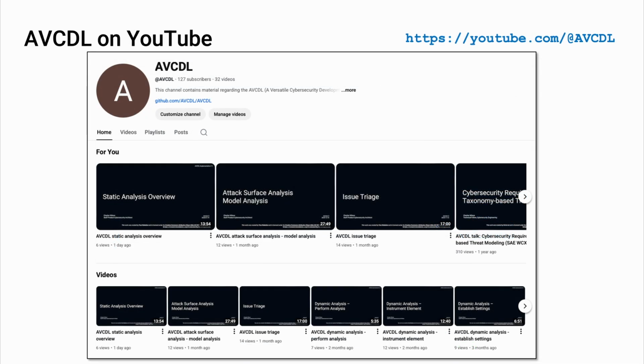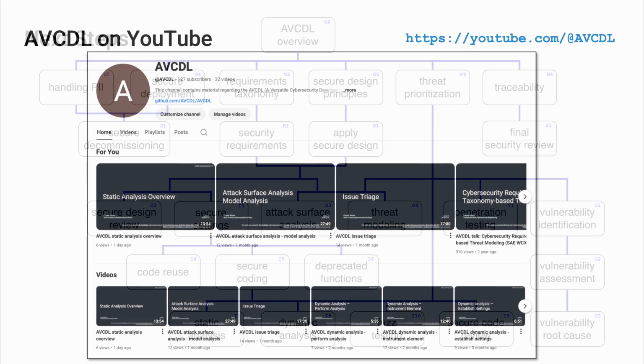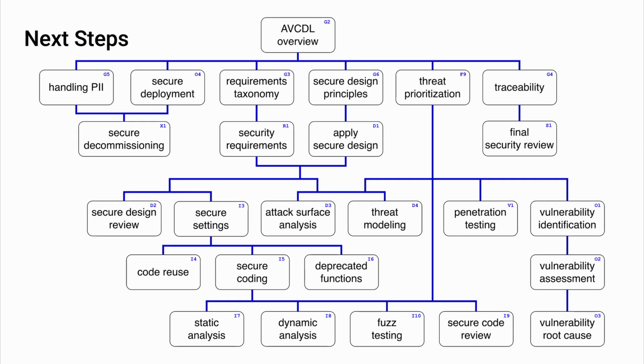Videos covering various aspects of the AVCDL are available on our YouTube channel, as shown here. It's important to note that all AVCDL materials, except for the introductory blog posts, are intended for product cybersecurity engineering practitioners. With this training complete, if you've completed the other trainings covering the fuzz testing process activities, you can proceed to the other trainings at this level. These include static analysis, dynamic analysis, and secure code review.